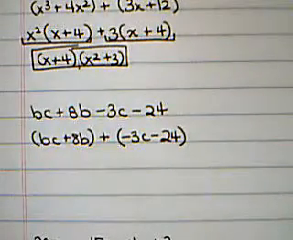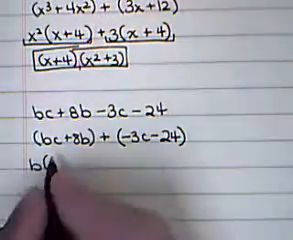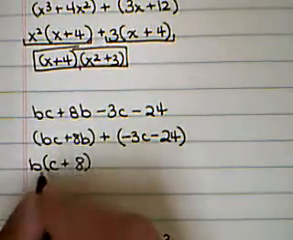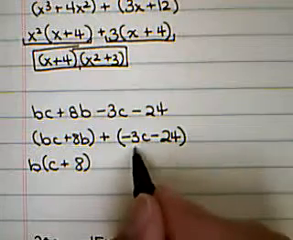on the inside. In the first group, we can factor out a b, and that would leave us, if we took a b away, we're left with a c plus 8. And again, you can distribute to check this. The second case, we can factor out a 3.